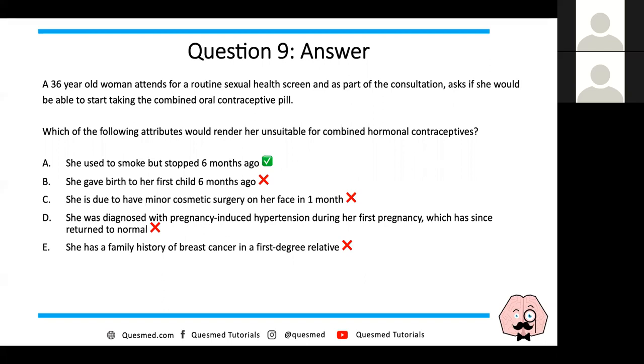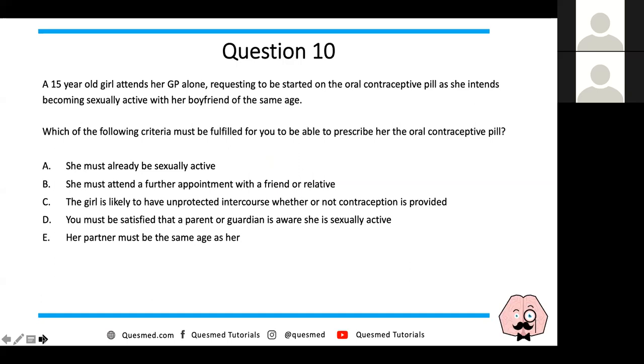So let's move on to the next question. We're almost there, guys. And again, you'll have a minute to read the question and pop a wee answer in.